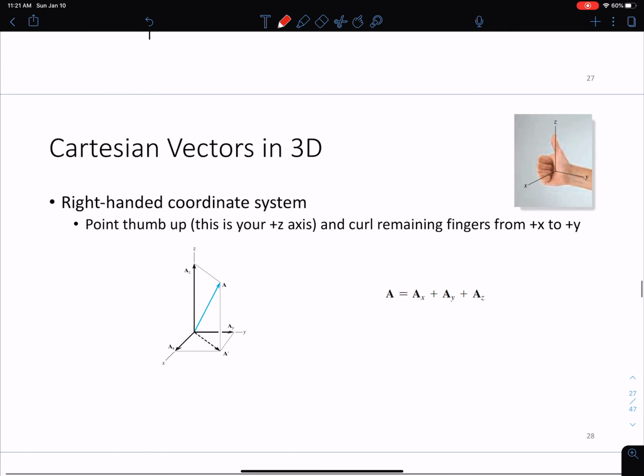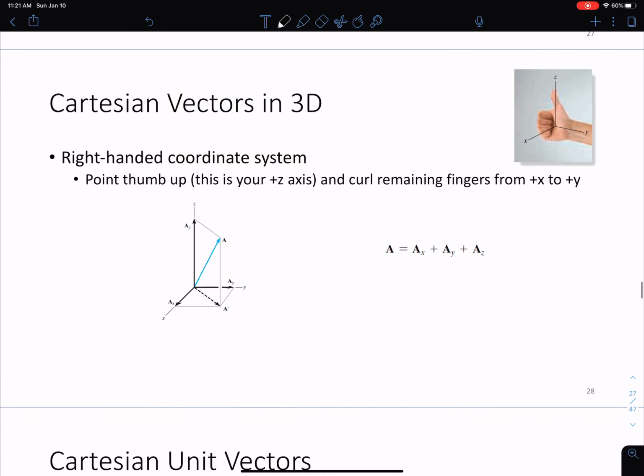Okay, so now we're going to move on to Cartesian vectors in 3D. You really want to have mastered the 2D system before we get into the 3D system here, because it's actually very similar, just a little bit more visualization is required. So the first thing that we want to discuss is this idea of a right-handed coordinate system.